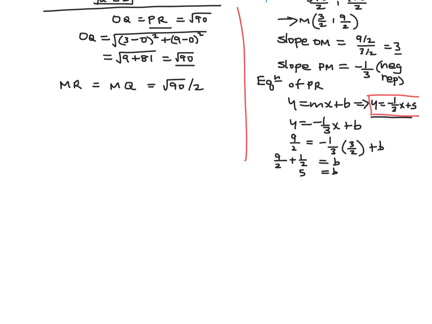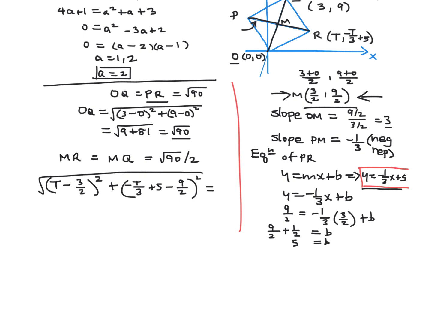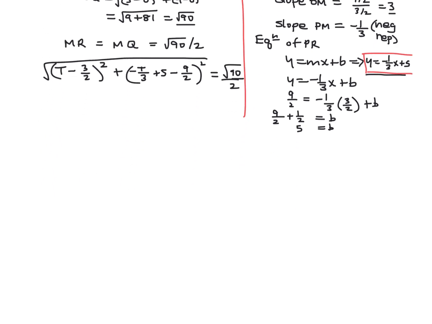All right, I think we can do this here. M to R would be, well, M is right here. Don't forget that. So that would be t minus 3 over 2 squared plus minus t over 3 plus 5 minus 9 over 2 all squared, all under the square root sign, and that's going to be equal to root 90 over 2. All right, so as long as I don't mess up this algebra, I should be able to get the value of t. Okay, so let's square both sides first of all. That's going to make the square root sign disappear, and the right side is going to be 90 over 4, I believe.